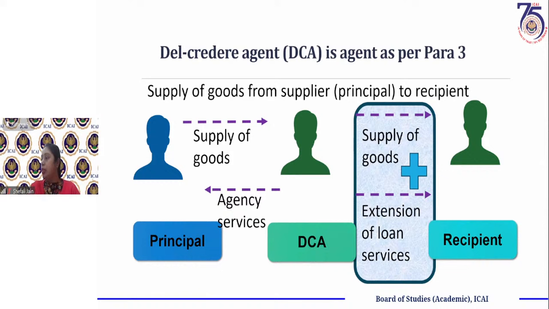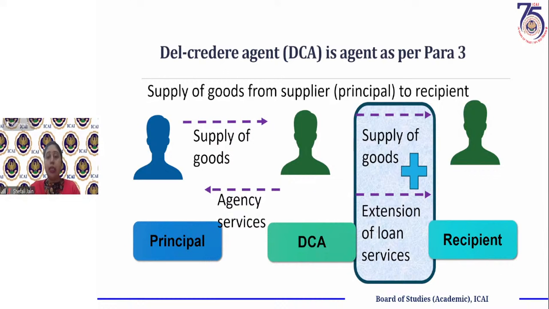In loan services, does DCA give any money regarding loan services? DCA will give a credit to the recipient. That means he can pay the amount which he has to pay to the DCA, the creditor agent, afterwards also. He has given him leverage that you can pay this amount after some time. That is not an issue, but you have to pay it with interest.